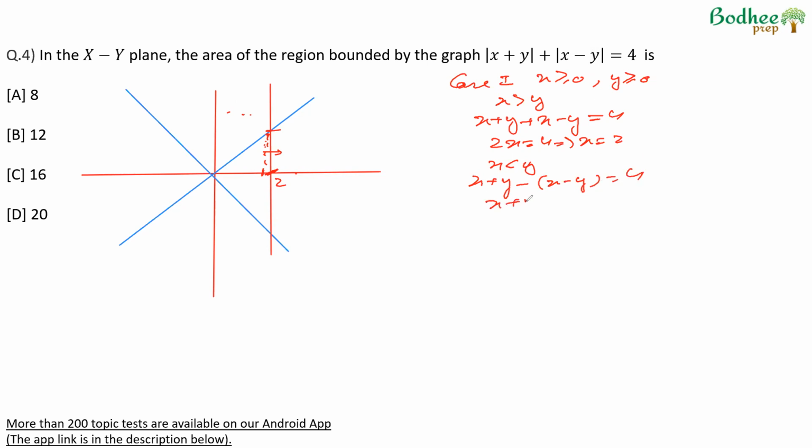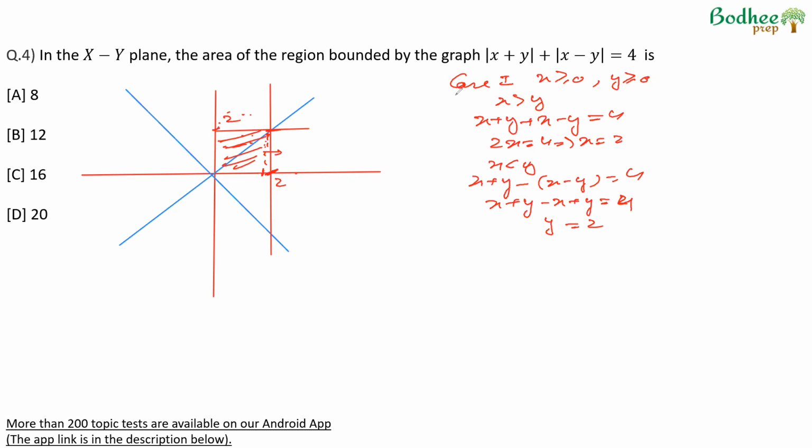And from here, we'll get x plus y minus x plus y is equal to 4, so y will come out to 2. So we get a straight line which looks something like this in the first quadrant. So the region bound by this figure in the first quadrant will be this one. Again, this is also 2.